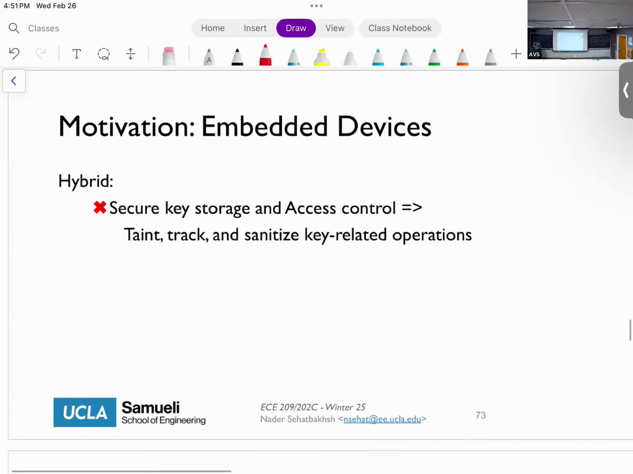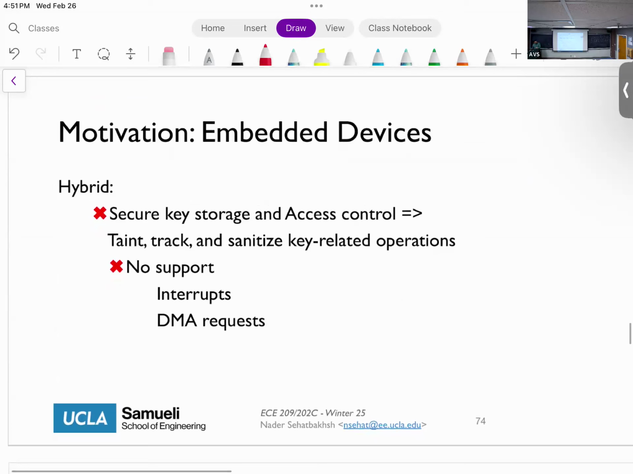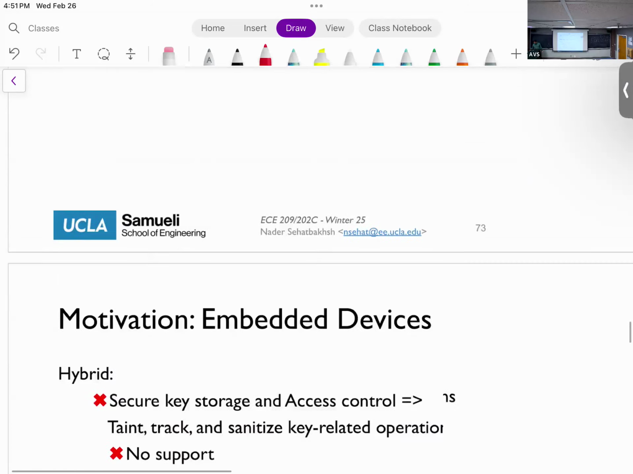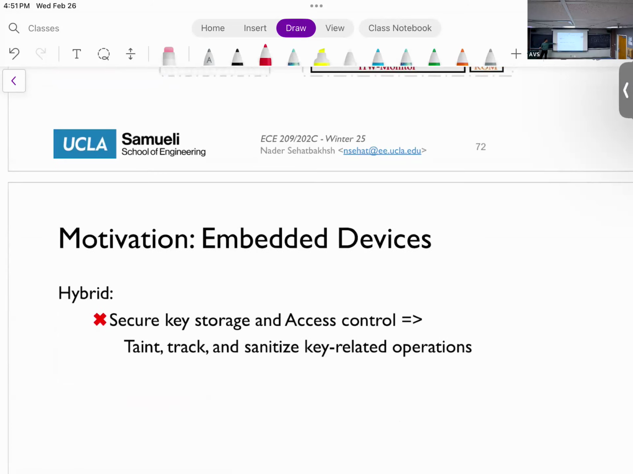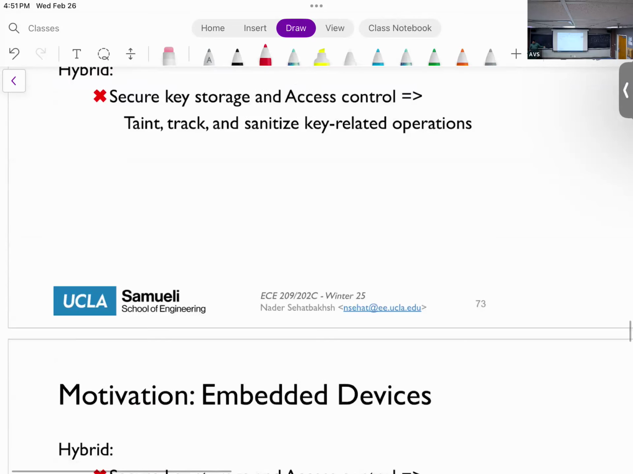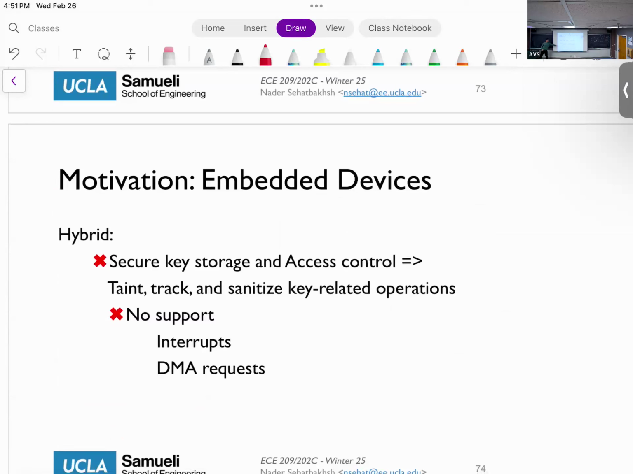So how do we do that? Essentially, this is all the explanation of what we do. If I want to do this, I need to taint, track, and sanitize the key, and I need to remove the key. This means that there is no support for interrupt and DMA.